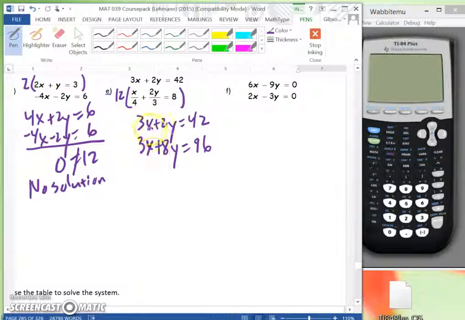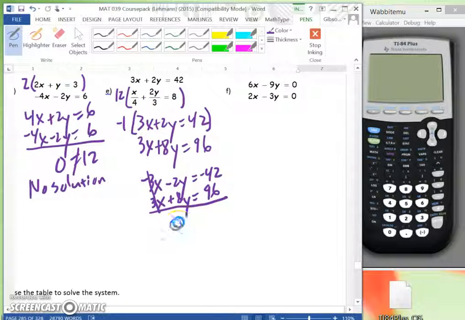Now, I think elimination would be the easiest method to use here, and I would get rid of the x. If you notice, both of them already have the same coefficient, but we need one of them to be negative. So let's multiply the top one by a negative 1, because that would change the sign of everything. So this will give us negative 3x minus 2y equals a negative 42. Then we add 3x plus 8y is equal to 96.